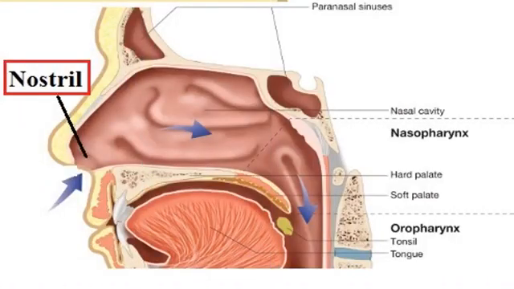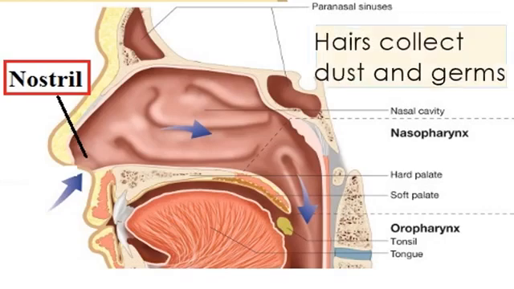When air first passes into the nose, it is warmed, moistened, and filtered by the hairs, mucus, and blood vessels which line the passages. So the hairs collect dust and germs. Again, let's read. Hairs collect dust and germs. So it keeps particles from entering your body, reducing allergies and infections.